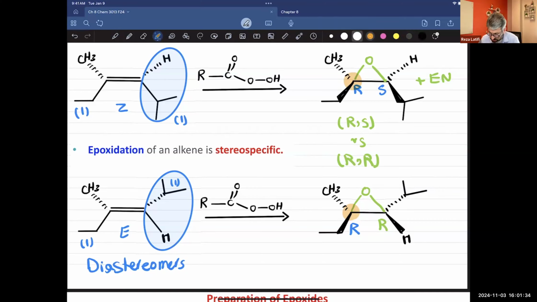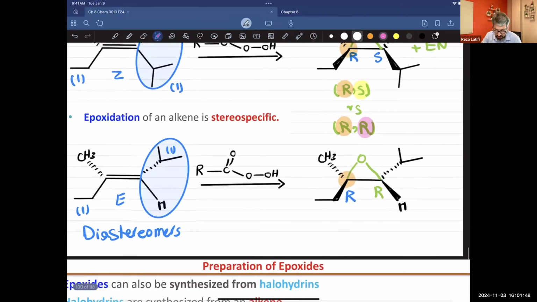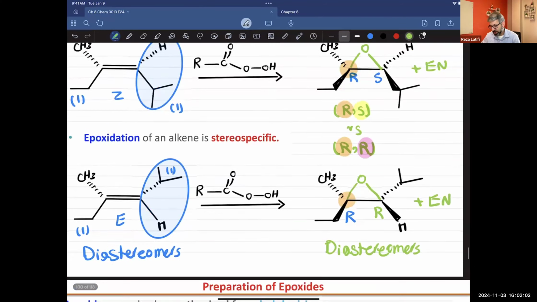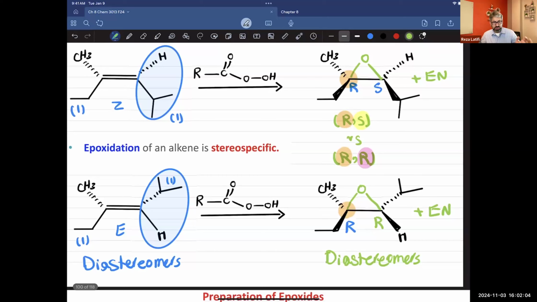One of the stereocenters stayed as it is. We did not flip it. But the second one used to be S, now is R. So one of the stereocenters got flipped while the second stayed as it is. In that case, we say these two are diastereomers. Remember, also, we do have an enantiomer here. So I started with diastereomers and I got diastereomers.